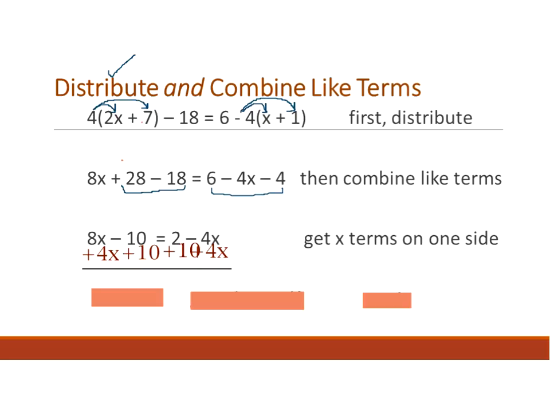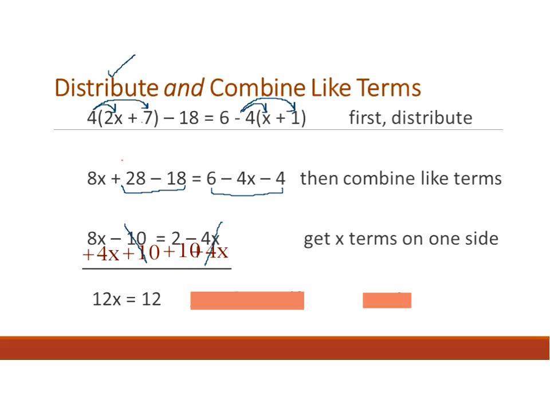So when I do that, the minus 10 and the plus 10 go to 0. The minus 4x and the plus 4x go to 0. And so what I have now is 12x equals 12. 2 plus 10 is 12.